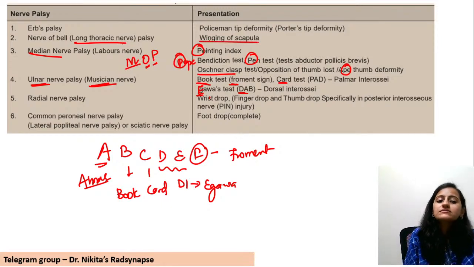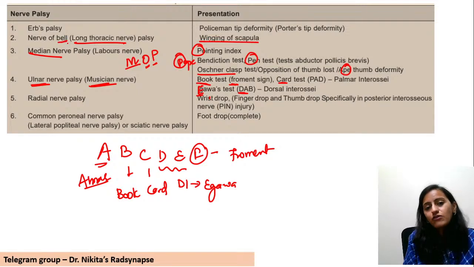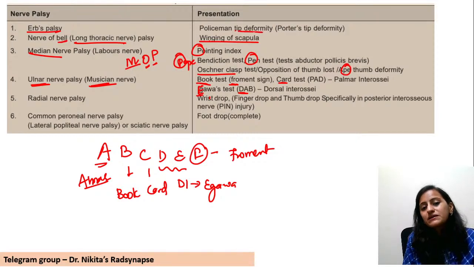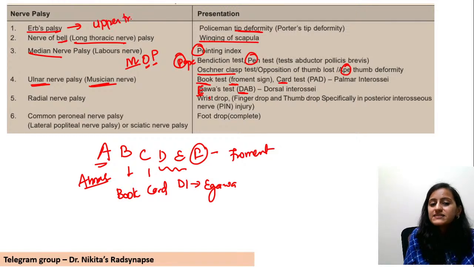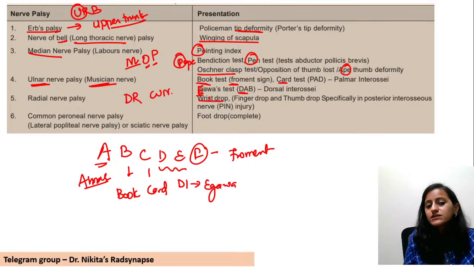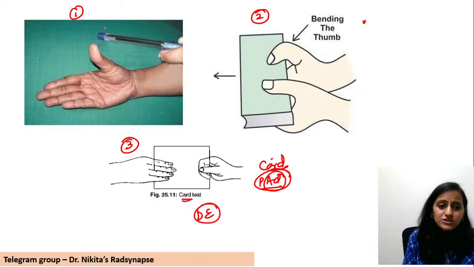Winging of scapula, the long thoracic nerve, that is the nerve of Bell. Erb's palsy is this position, the policeman tip deformity, that is the porter's tip. In Erb's palsy, where is the palsy? Basically your upper trunk. Remember Erb's, you write Erb's as URB, it is the upper trunk which is involved in your Erb's palsy. Okay. Radial nerve causes the wrist drop. Remember, drop is seen with the radial nerve. And similarly foot drop is with the peroneal nerve palsy. Okay. So this was asked in your NEET PG 21 exam.